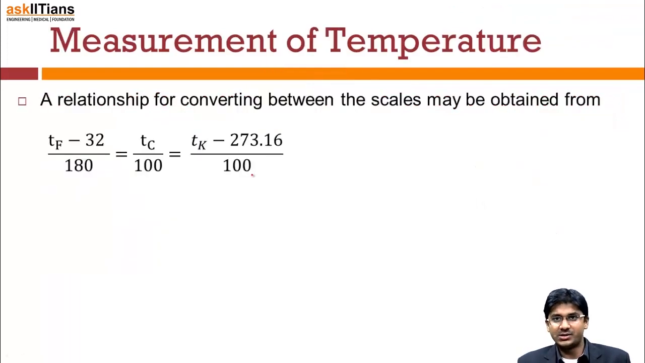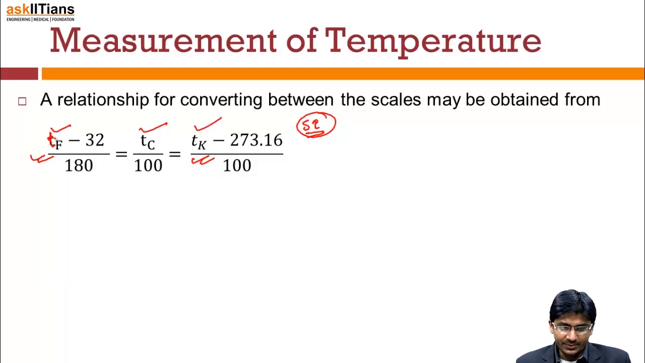Now the measurement of temperature. Since I told you there are three scales: there is a Fahrenheit scale that you may be aware of, then there is Celsius, the most common, and then there is Kelvin. Now this Kelvin is the SI unit, among the 7 standard units. This is the relation by which you can convert between them: (Tf minus 32) by 180 equals Tc by 100 equals (Tk minus 273.16) by 100.